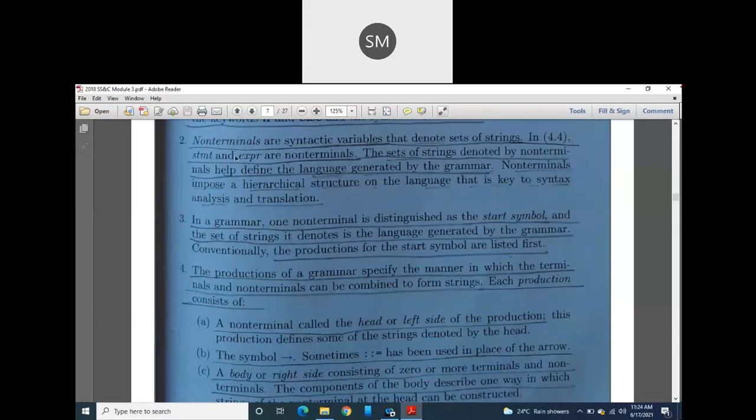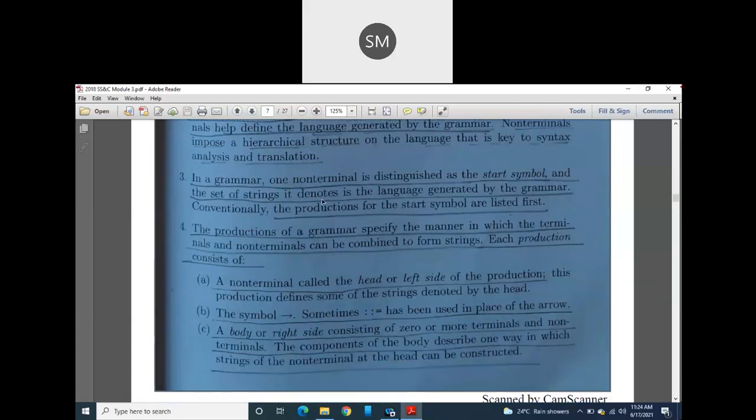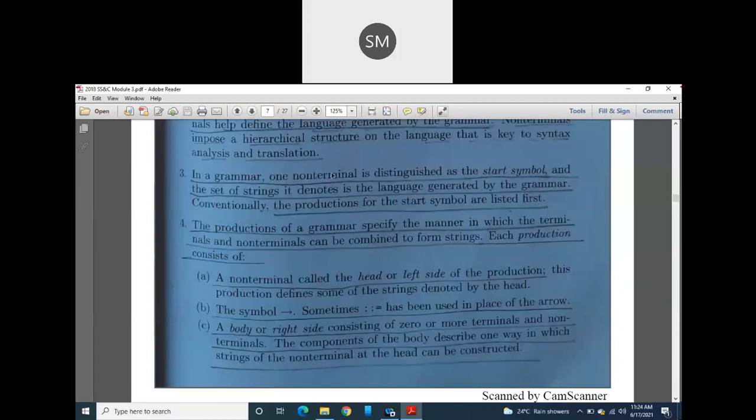It means the left side, the head of our production, contains non-terminals. In our previous example, statement and expr are called non-terminals. Next is the grammar. In a grammar, among all the non-terminals, there will be one special non-terminal called the start symbol. This start symbol is always present in the first production, and it becomes the root node in our parse tree or syntax tree.